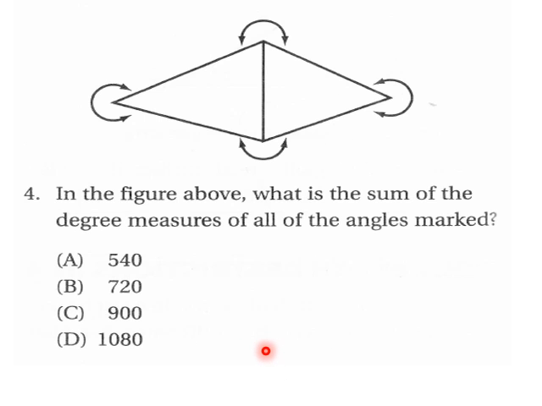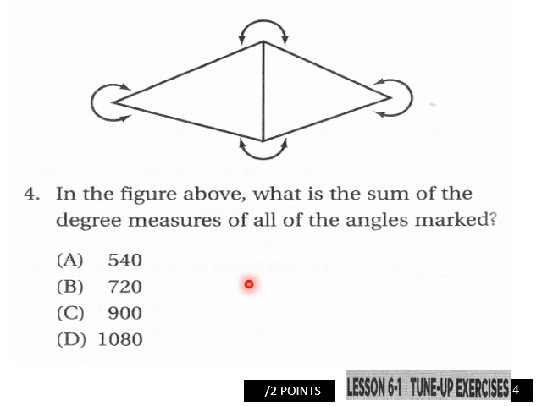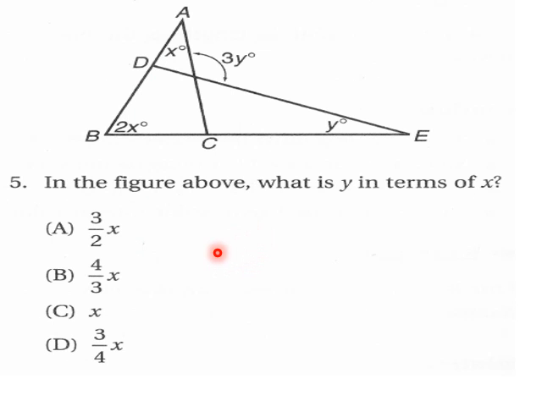2 points for that. Page 4. In the figure above, what is the sum of the degree measures of all the angles marked here? What would be the measures of these angles? And then number 5, in the figure above, what is y in terms of x? So we need to find y in terms of x here.